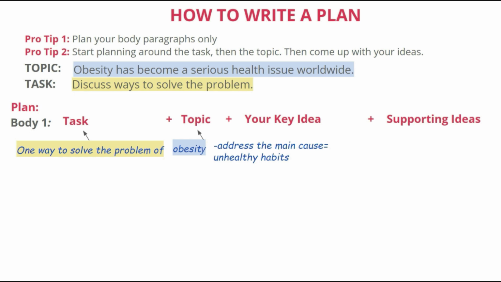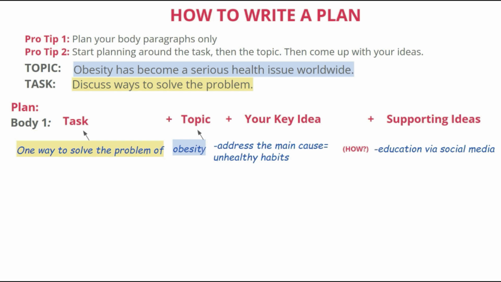This will be my key idea for this paragraph, and I'll write it down in a form of a note. I'm not writing full sentences here, guys. I'm just making notes. Next, I need to think about the supporting ideas. In this case, the logical question to ask is how? How is it possible to address people's unhealthy habits? And I'll write, well, I think that the government could use education via social media these days, because everyone's on social media, so it would be easy to reach people like that.